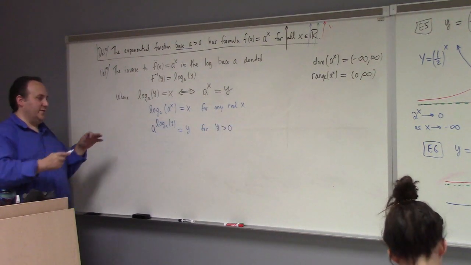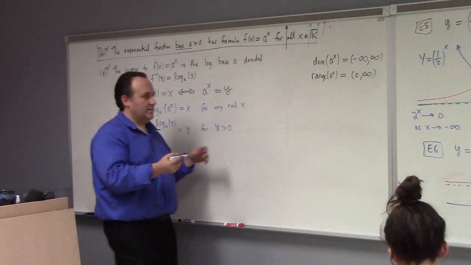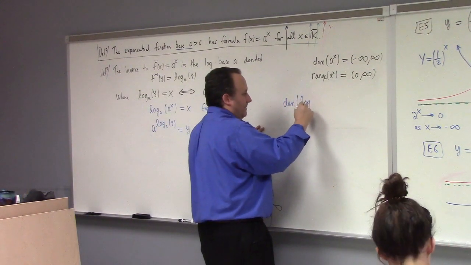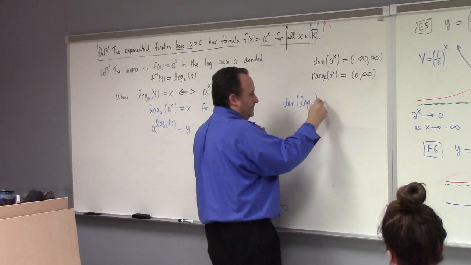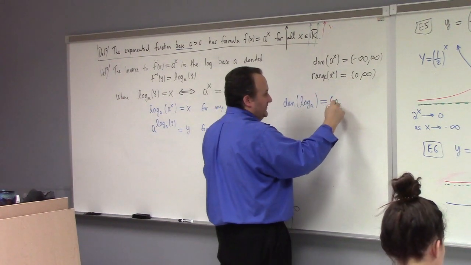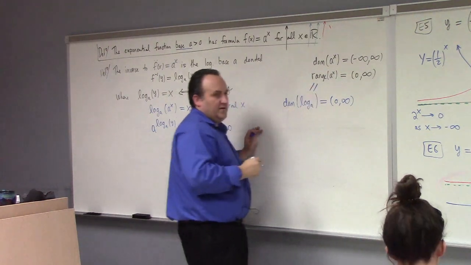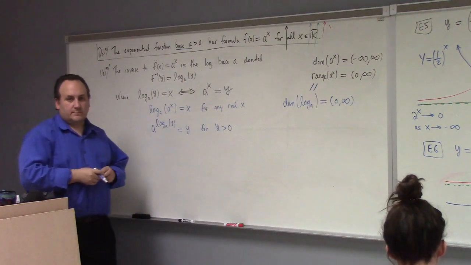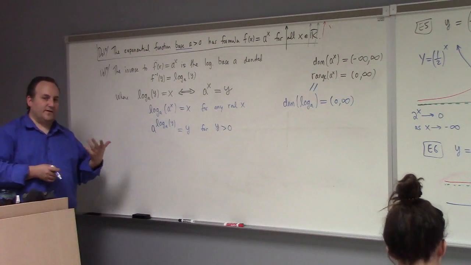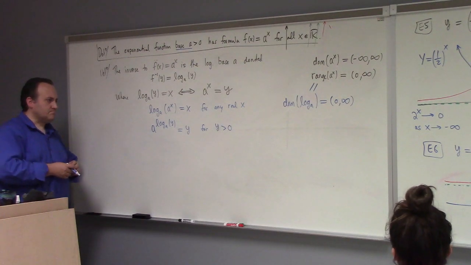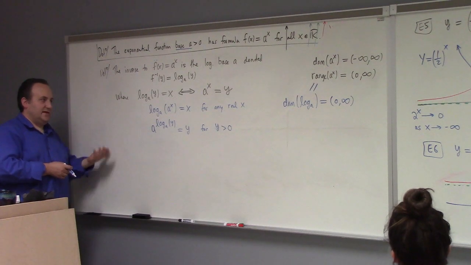Why is this? What's the domain of the logarithm? It is 0 to infinity. Why? Because it has to be equal to the range of the function. So we can only input positive numbers into logs. All right? So the log is the inverse of the exponential.